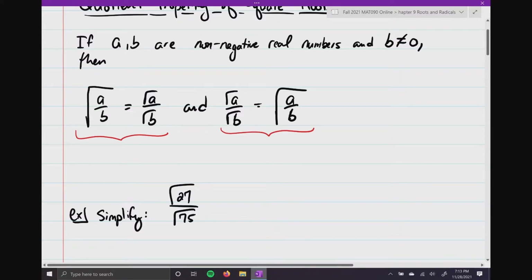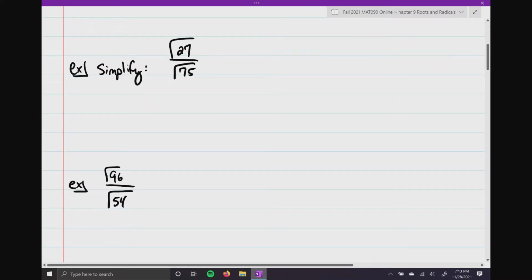And the key is to always try to simplify if you can. I've got a bunch of examples here that I'm just going to go through. So let's look at this. Notice the square root of 27 over the square root of 75. It's already broken up, which I kind of like. More importantly, I noticed that the square root of 27 is really just 9 times 3, and the square root of 75 is really 25 times 3, which means I can break that down.